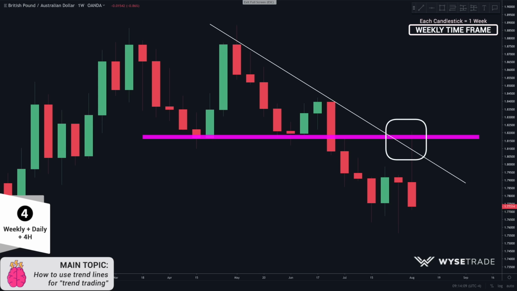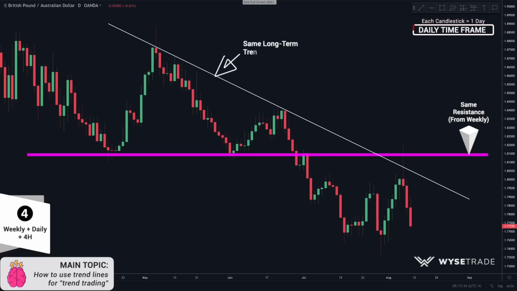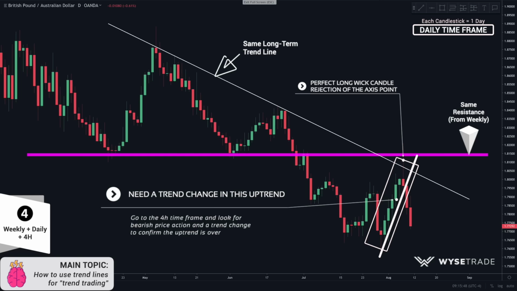Now, after you identified all your levels on the weekly, we jump to the daily. Here on the daily, you had a perfect long wick candle rejection of your access point, meaning a rejection of both the weekly trend line and weekly resistance. But again, still no trade unless we have confirmation that the short-term uptrend is over. So we go to the four-hour time frame to find a trend change on the short-term moving uptrend.